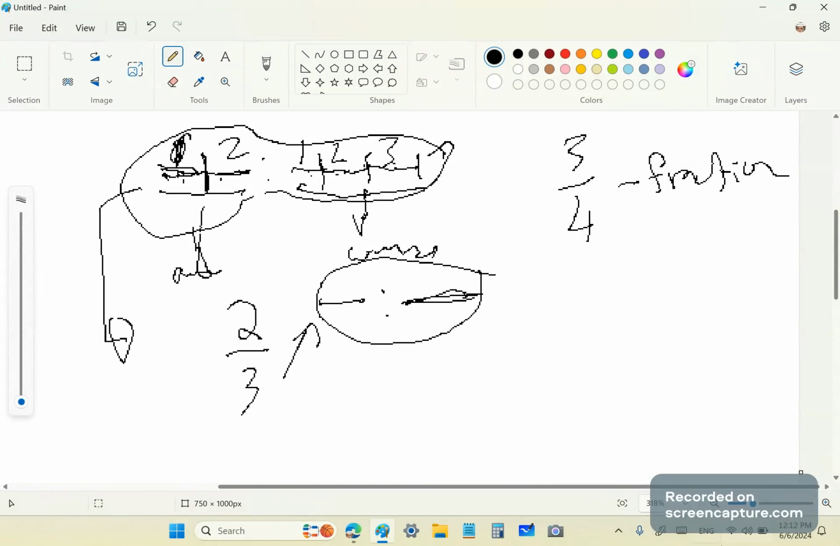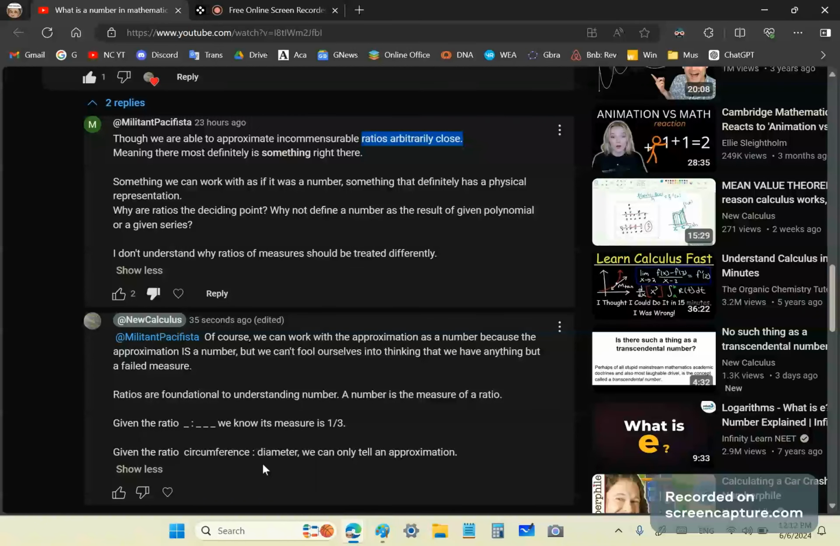So going back to the comment, he says, "Something we can work with as if it was a number." Well, that's what we do when we use the approximation, isn't it? And we do it in many cases when we want to calculate area, volume, etc. And so then he asks the question, why are ratios the deciding point? Because that's where number comes from. He says he doesn't understand why ratios of measures should be treated differently, but they're not different. The measure of ratios are not treated differently. The measure of ratios result in a number.